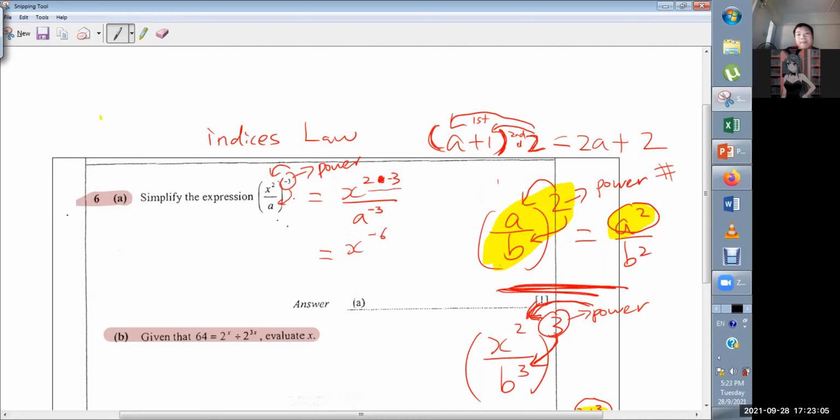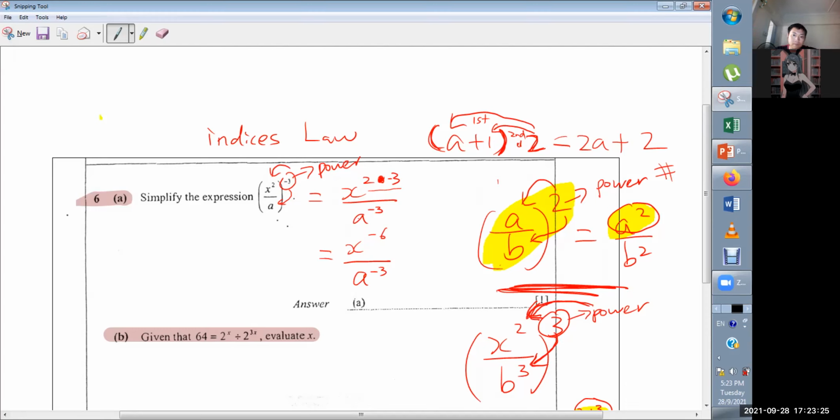So you get x to the power of -6. And then after that, below is a to the power of -3. Okay? Yep, that's it.